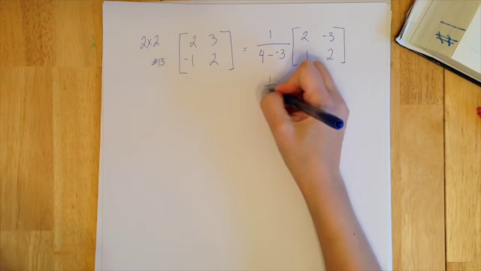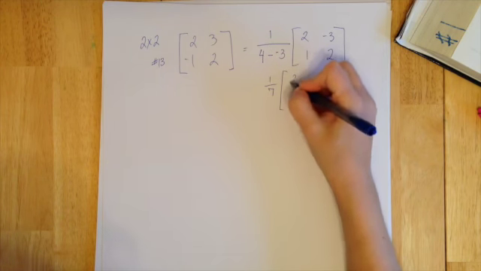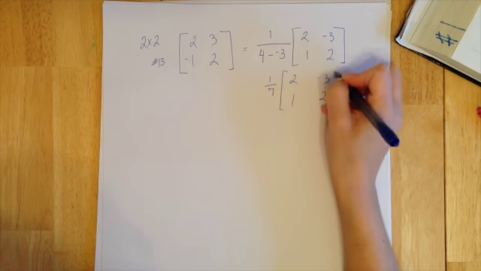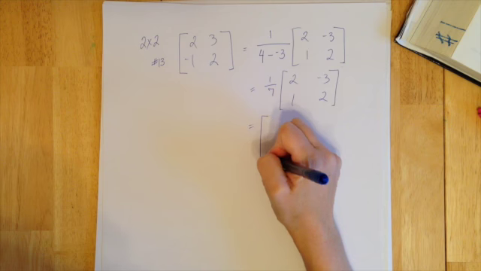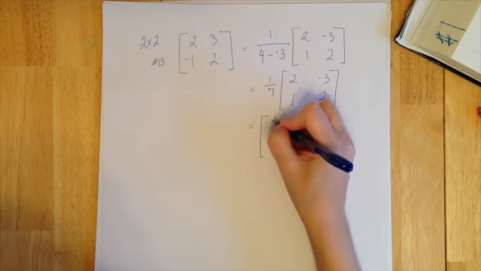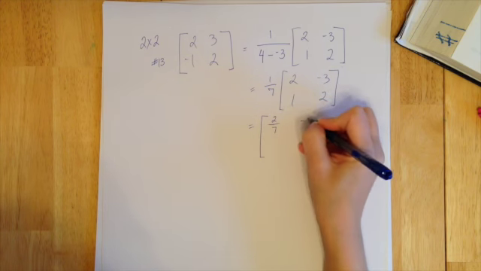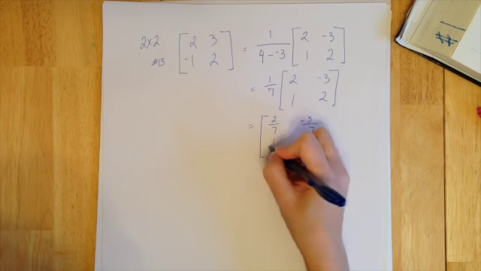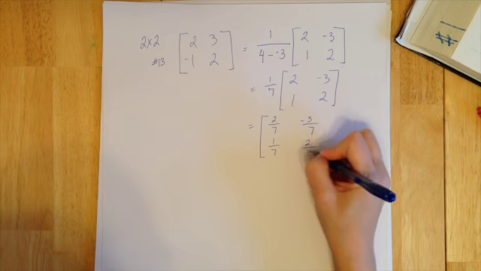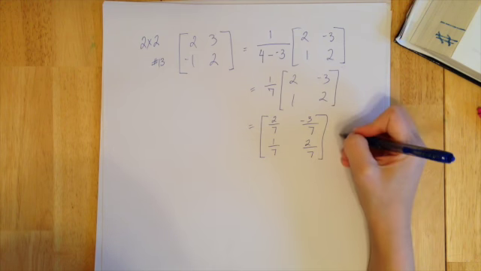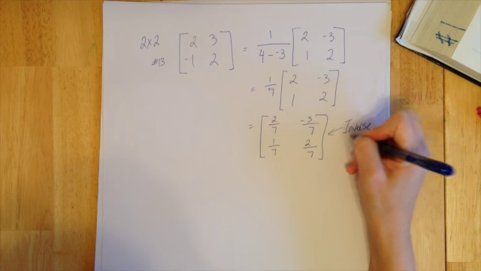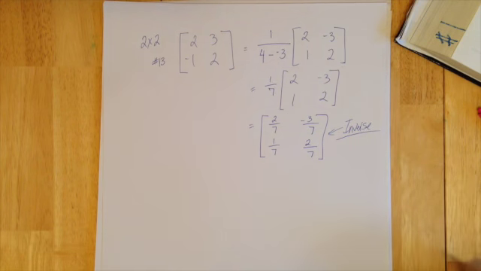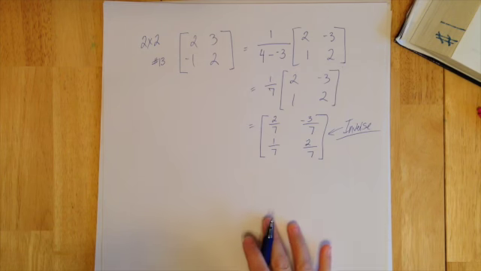So I have 1/7 times 2, negative 3, 1, 2. When you multiply a scalar, you just multiply every digit by that. So we get 2/7, negative 3/7, 1/7, and 2/7. So this matrix is the inverse for my 2 by 2. And we could check by multiplying.